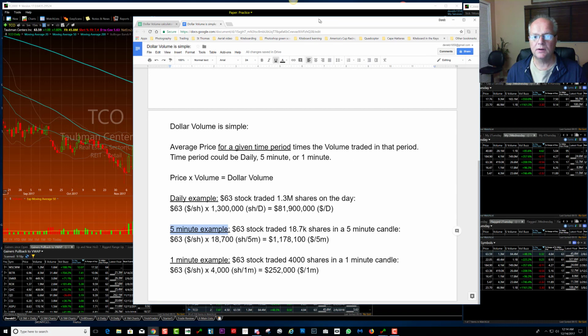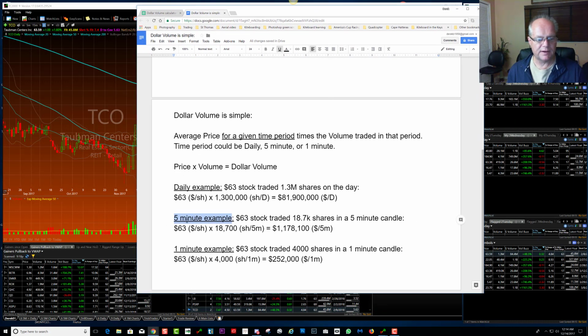Going back here, I had picked a typical 5-minute candle earlier, with 18.7 thousand shares traded in 5 minutes. So 63 times 18,700 was $1.7 million traded in that 5 minutes.